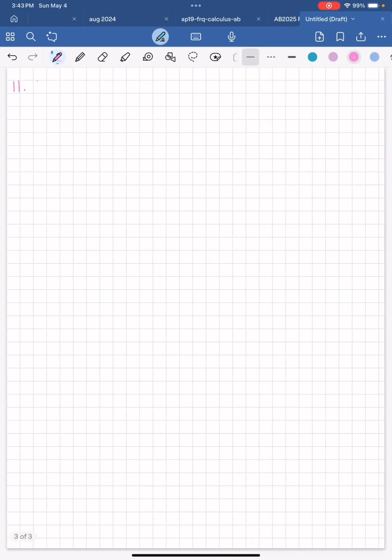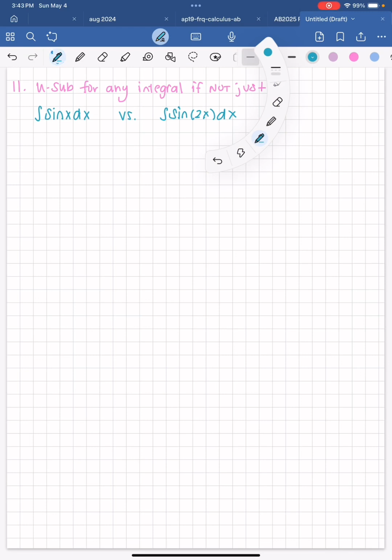All right, next, tip 11. You're going to do a u sub for any integral if it's not just x. This is what I mean. If you have sine x, you don't need to do a u sub. But if you have sine 2x, obviously you can do this in your head. Don't come at me if you want to. But if you love a good u sub, you could u sub this. U subs are going to be everywhere.